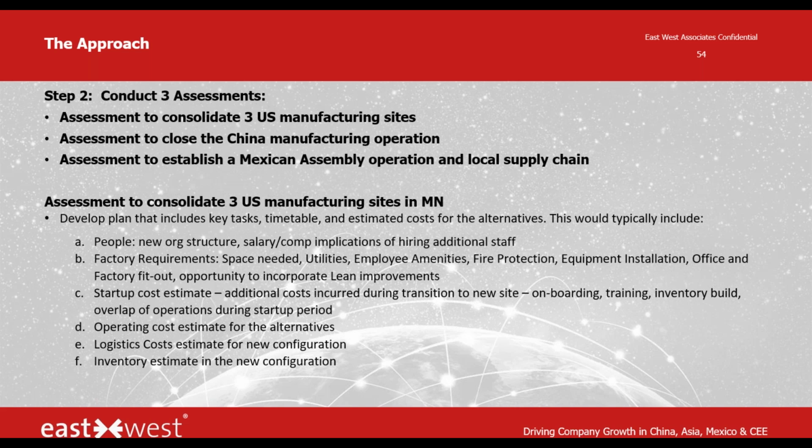What would be the startup cost, the equipment cost, cost to relocate equipment, and then future state operating costs, logistics costs, and then inventory impacts on inventories. Normally, as you would consolidate the number of sites, you'd expect the inventory requirements to go down, and so they free up some cash from that.